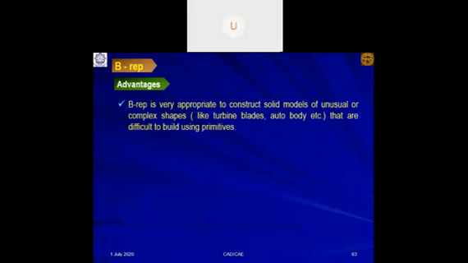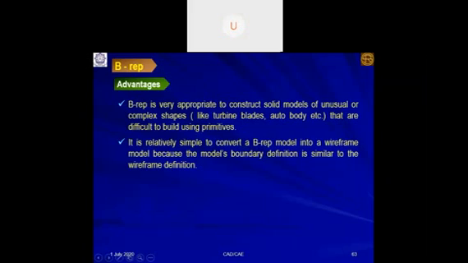Now, what are the advantages of the boundary representation? Boundary representation is very appropriate to construct the solid model of an unusual or complex shape like turbine blades and auto bodies that are difficult to build using the primitives, and it is relatively simple to convert the boundary representation model into a wireframe model, because the model boundary definition is similar to that of wireframe definitions.